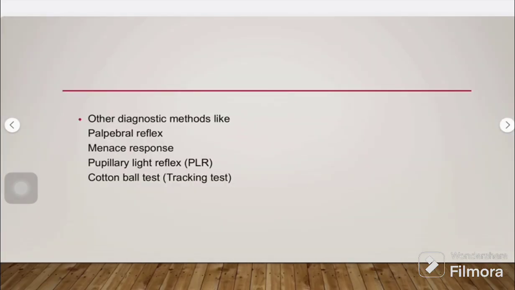So what other diagnostic methods can be used? General eye examination tests like the palpebral reflex, or blink reflex, can be used. PLR, or pupillary light reflex, can be used. A cotton ball test can be used.